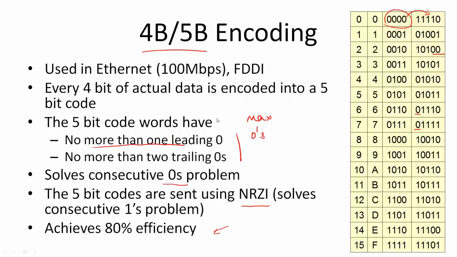This scheme achieves 80% efficiency because you are inserting one dummy bit for every 4 bits. In other words, only 4 out of the 5 bits that are being sent are useful, which translates to 80%.